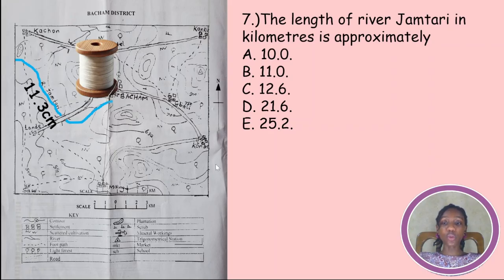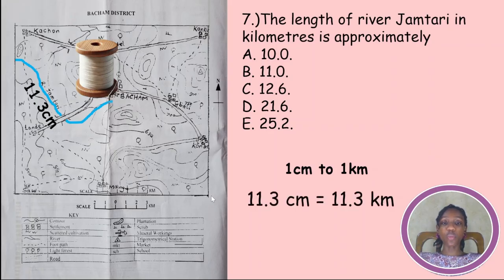Remember, this is just the length on the map. We need to convert it to actual length on the ground. And for that, we need to recall our map scale, which is 1 centimeter to 1 kilometer. This means that the actual length of River Jamtari is 11.3 kilometers. Since we're following our scale of 1 centimeter to 1 kilometer, 11.3 centimeters will equal 11.3 kilometers. And approximately that is option B, 11 kilometers.